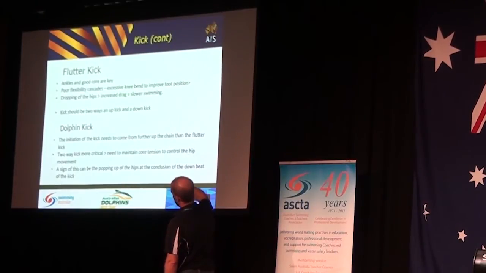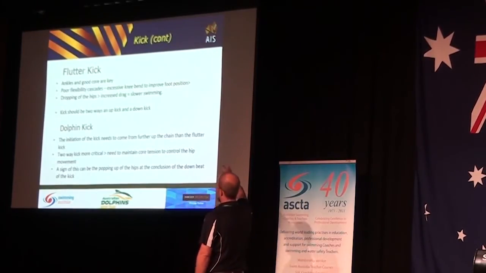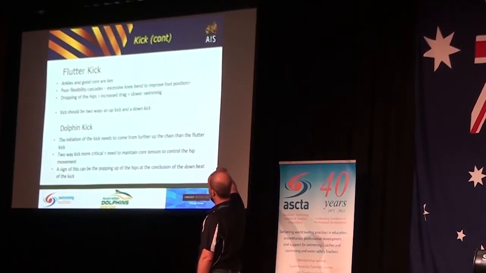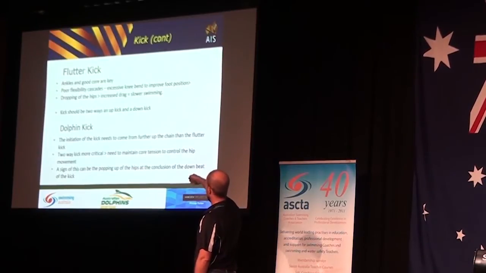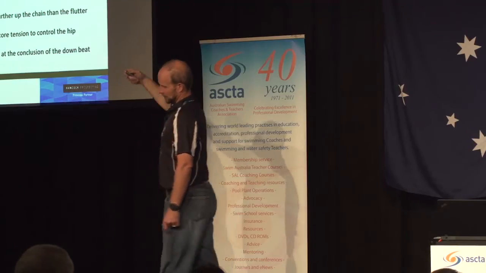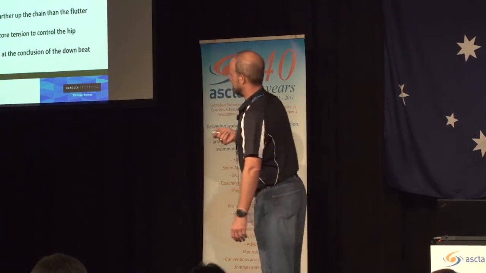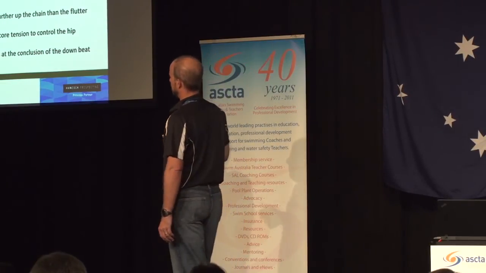A lot of this stuff too, it's really just kind of reiterating the big issues. So for flutter kick, obviously the ankles are a big thing. You can improve that a bit, so it is worth working with kids on ankle flexibility, getting it better. It is a hard one to change, but it can be, and every little bit can be beneficial.